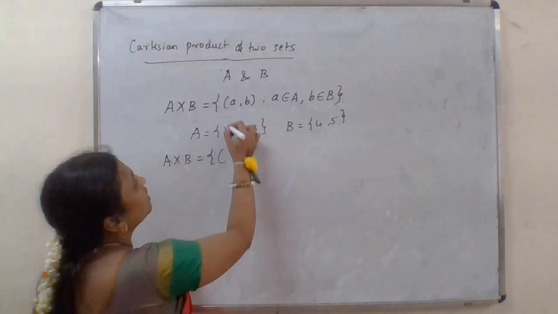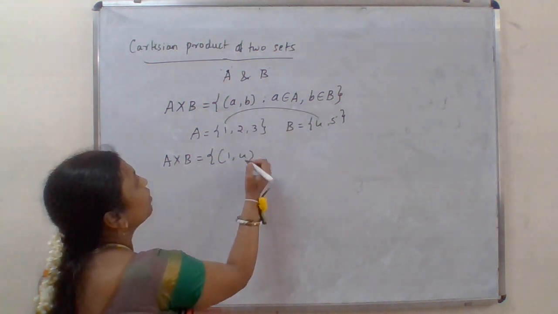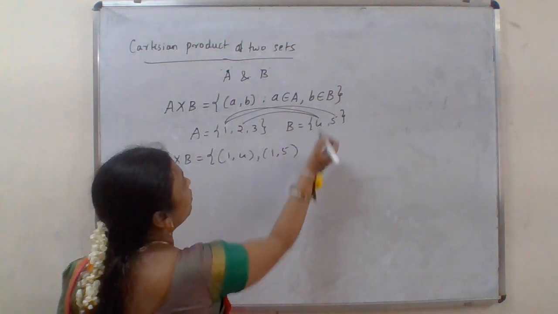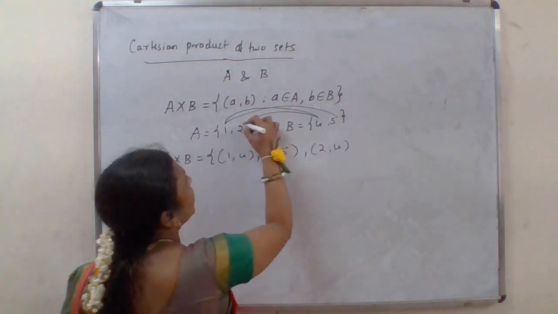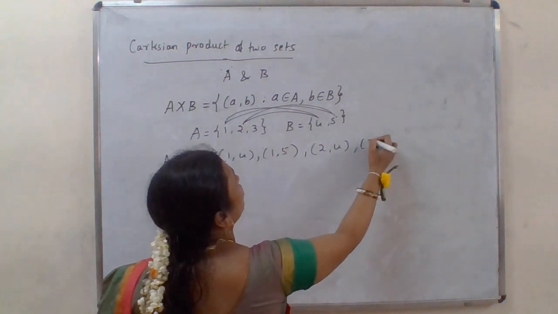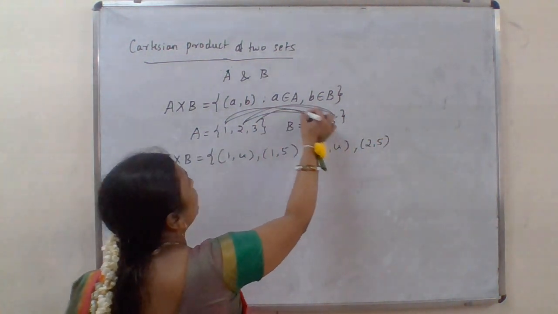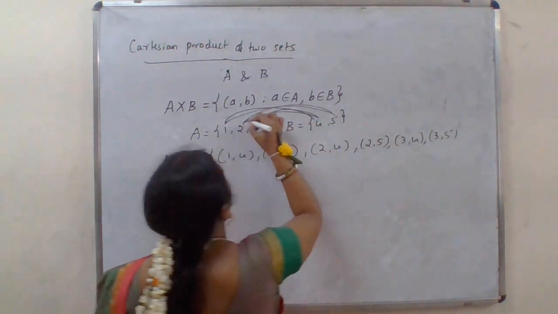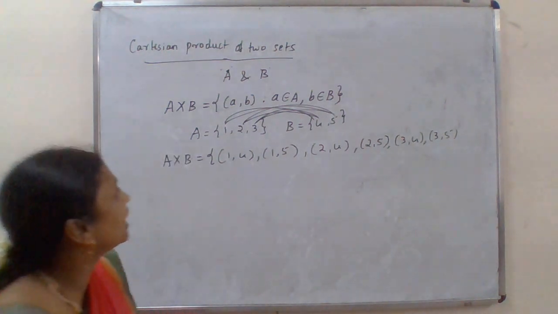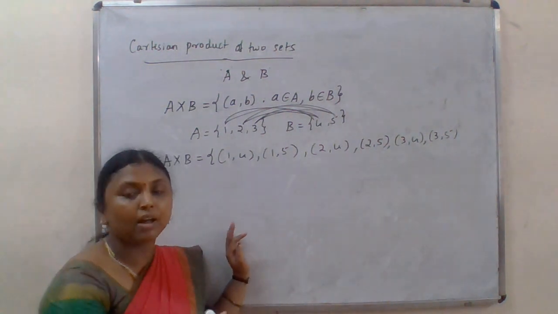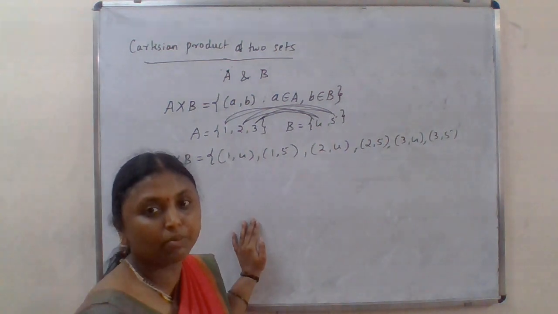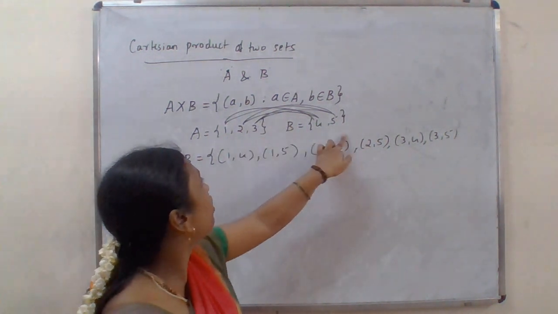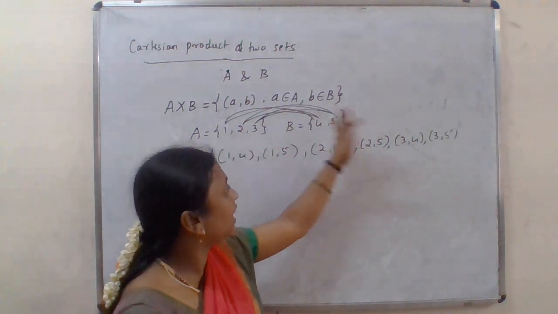So how do you write this one? (1, 4), (1, 5). Next (2, 4), (2, 5). Next (3, 4), (3, 5). Try to understand it carefully. The first element must belong to the first set, the second element must belong to the second set. So we write (1, 4), (1, 5), (2, 4), (2, 5), (3, 4), (3, 5).